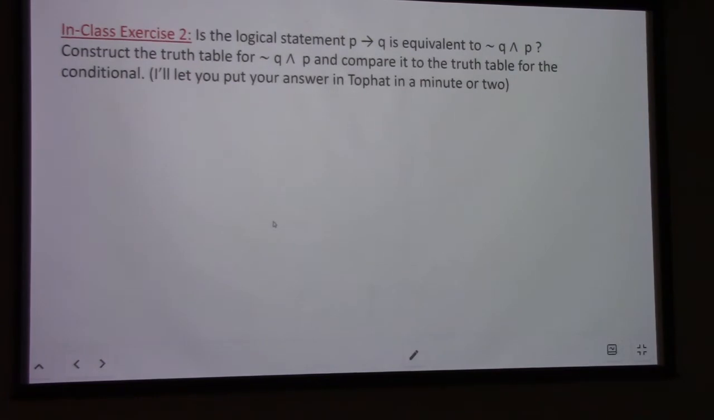All right. In-class exercise 2: is the logical statement P implies Q equivalent to not Q and P? I'm going to help you guys again. So I'm going to write over here. Let's make the truth table for not Q and P, and I will attempt to do the inside-out method.